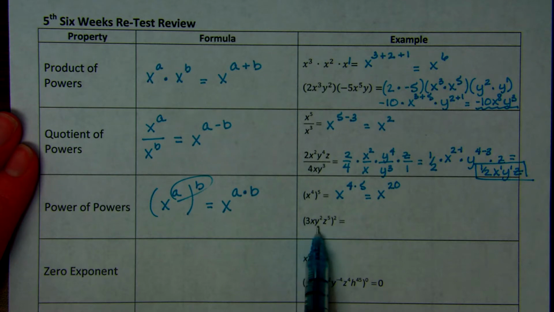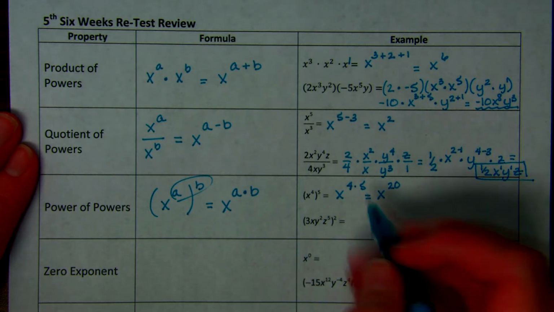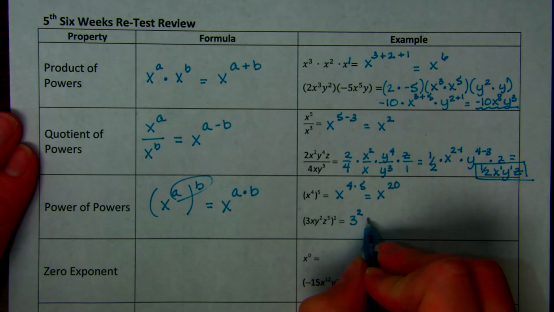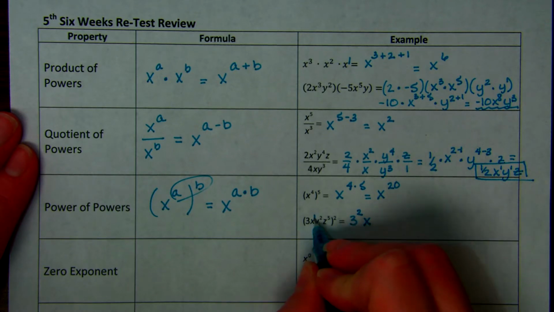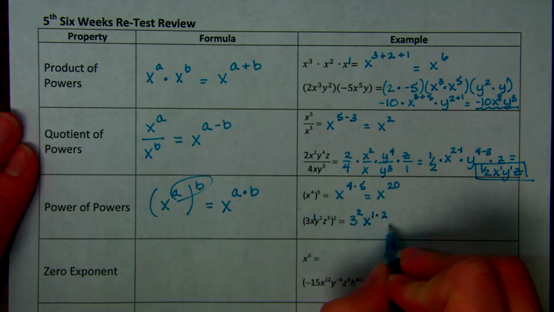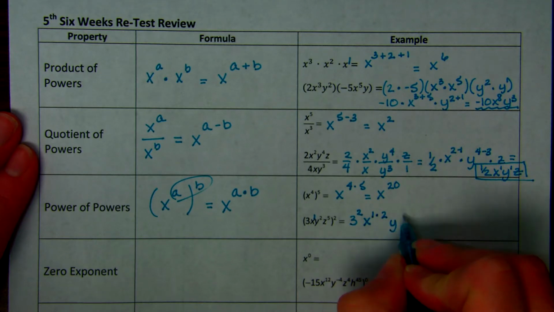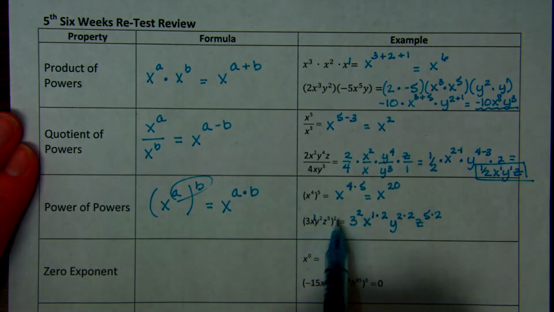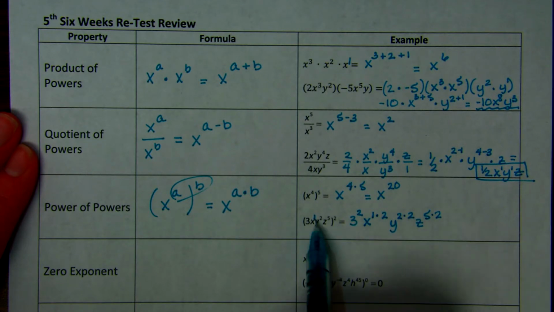Here we have 3xy squared z to the 5th all squared, and so we have to square each of those terms. So this is 3 squared, x to the, remember that's the first, right? 1 times 2, y to the 2 times 2, z to the 5 times 2. Again, because I'm getting those multiplications from this 2 right here, that's the 2 that's on the end.